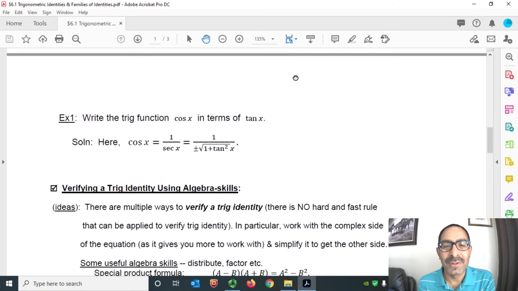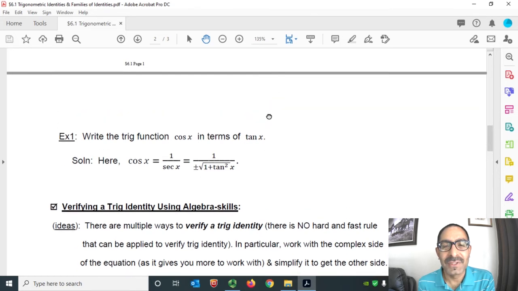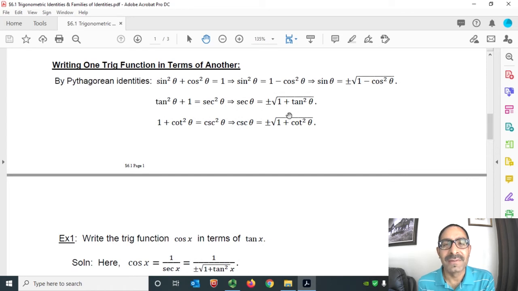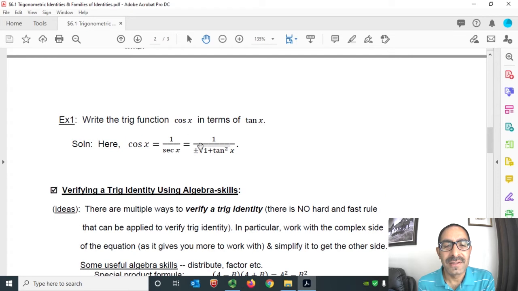Let's do one example here. Example 1: write the trig function cosine x in terms of tangent x. Let's begin the solution. So we know cosine x is the reciprocal of secant x, and we know secant x equals plus minus under the radical 1 plus tan square x. This is the identity which we have here. Awesome. So we expressed cosine x in terms of tangent x. Great. Now let's move on.